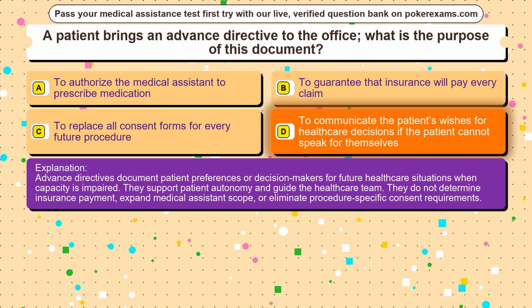Advance directives document patient preferences or decision makers for future healthcare situations when capacity is impaired. They support patient autonomy and guide the healthcare team. They do not determine insurance payment, expand medical assistant scope, or eliminate procedure-specific consent requirements.